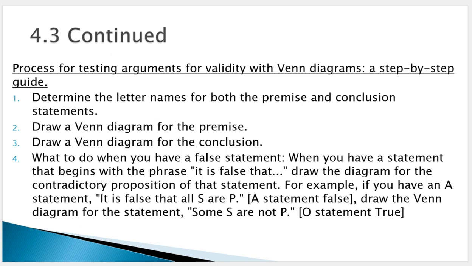So the process for testing arguments when you're using these Venn diagrams, here's a step-by-step guide. Number 1, determine the letter names for both the premise and the conclusion statements. Draw a Venn diagram for the premise. Draw a Venn diagram for the conclusion.